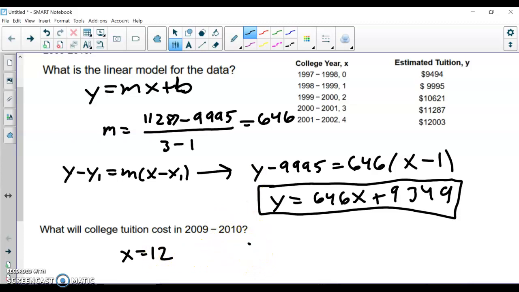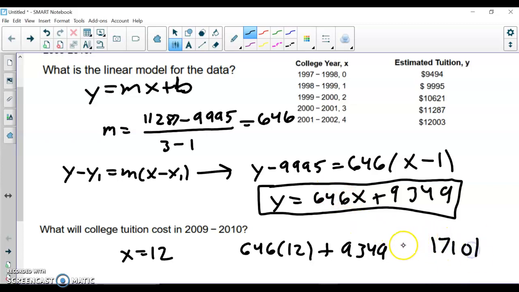So to get our value, we just need to do 646 times 12 plus 9349. This should give us the tuition estimate that we want for this given year. And 646 times 12 plus 9349, the cost is expected to be 17,101. Okay, so that's that problem. If that helps, and if you have any further questions, let me know. Thank you. Bye.